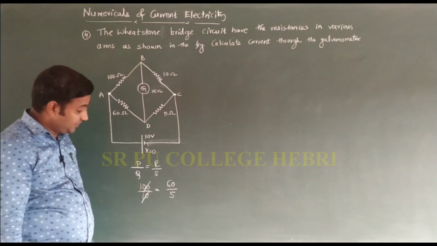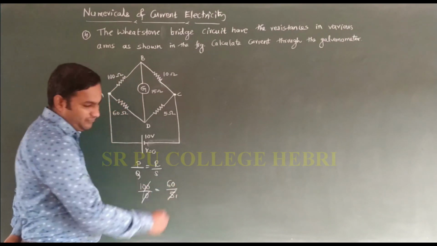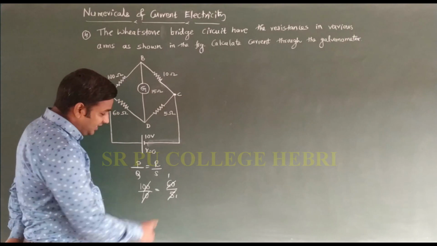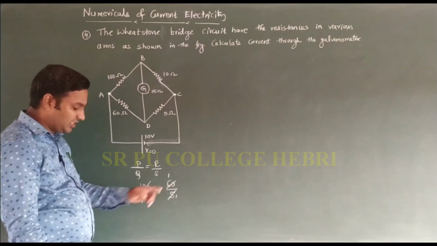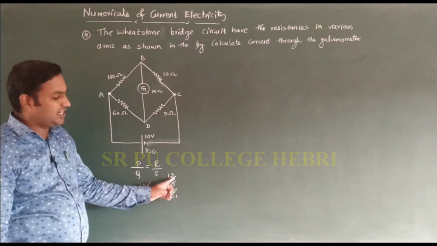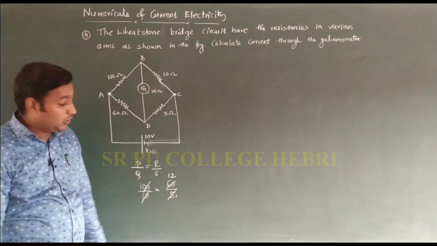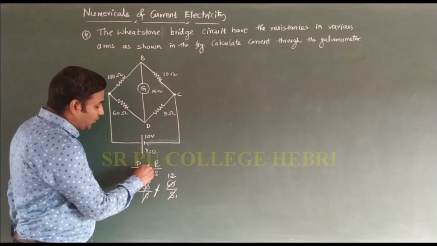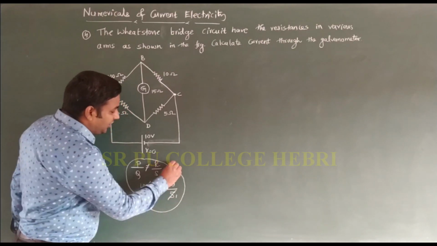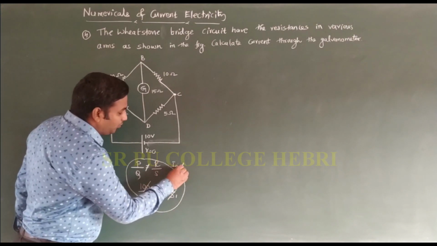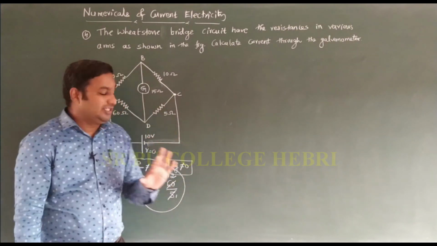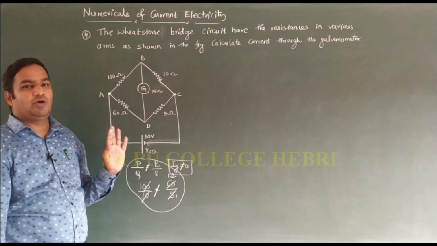Here the 10 and a 0 get cancelled, so on this side I got 10. On the other side, 5 ones are 5, and 1 is remaining, and 10 divided by 5 is 2. Here I got 10 and on this side I got 12. Is 10 equal to 12? No. Here P by Q is not equal to R by S. If P by Q is not equal to R by S, the condition says that the current flowing through the galvanometer is not equal to 0. That's why we have to calculate the current flowing through the galvanometer now.